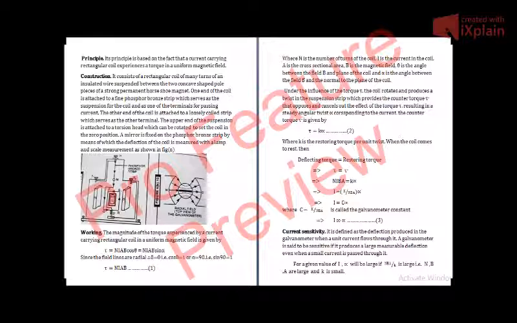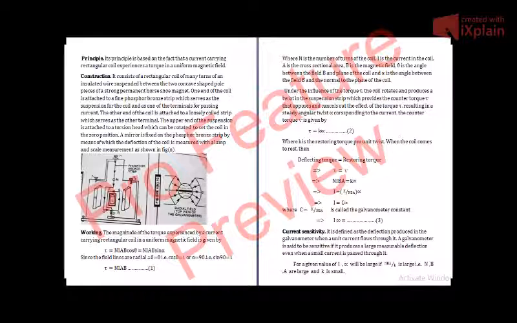resulting in an angular twist alpha corresponding to the current. The counter torque tau dash is given by tau dash is equal to k alpha. That is, it is proportional to alpha. Let us denote this equation by 2, where k is the restoring torque per unit twist. When the coil comes to rest, the deflecting torque is equal to the restoring torque, which implies tau is equal to tau dash, which implies NIAB from equation first is equal to k alpha from equation second.